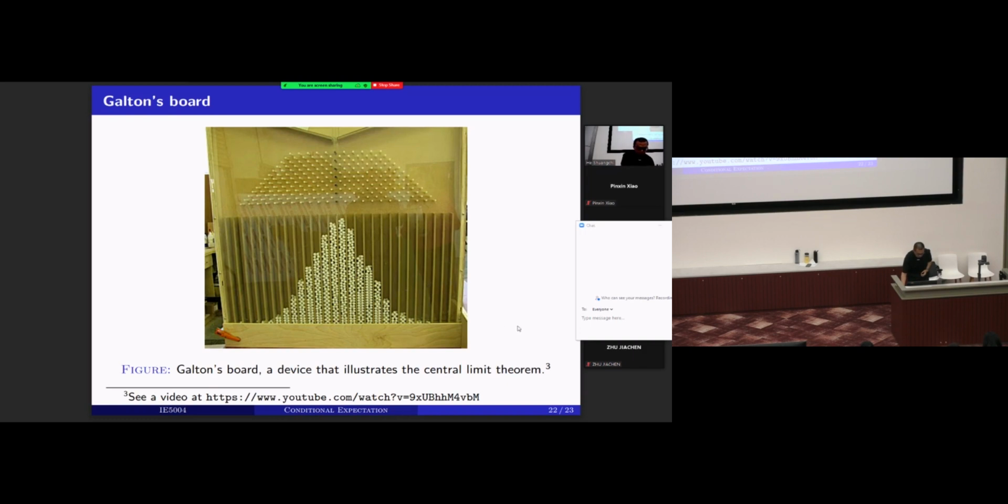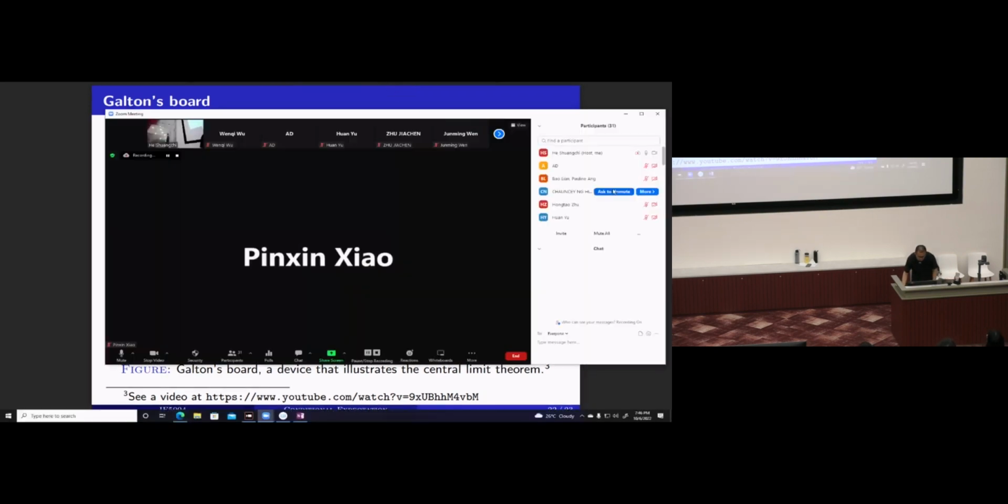So that's a very smart device for you to understand this central limit theorem. It's called Galton's board. Actually, I have one here, so I'm not sure whether you can see it. Let me stop sharing.